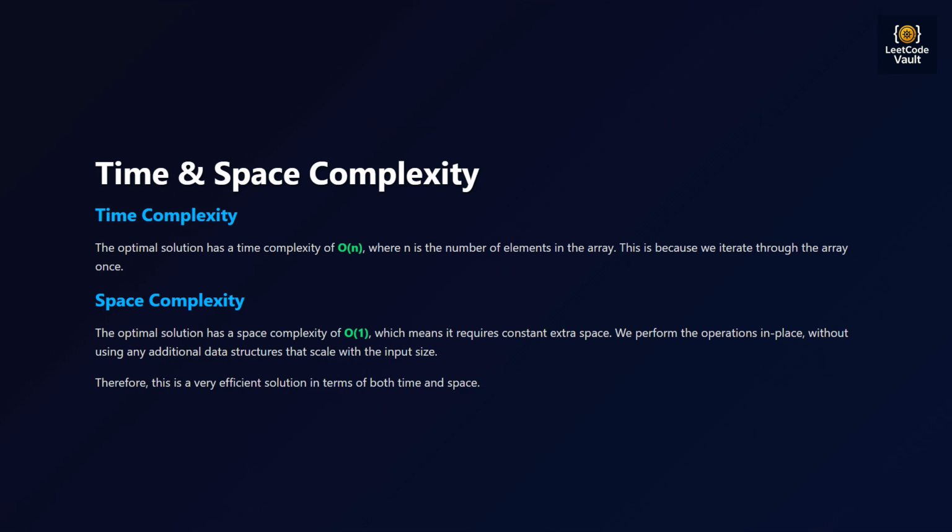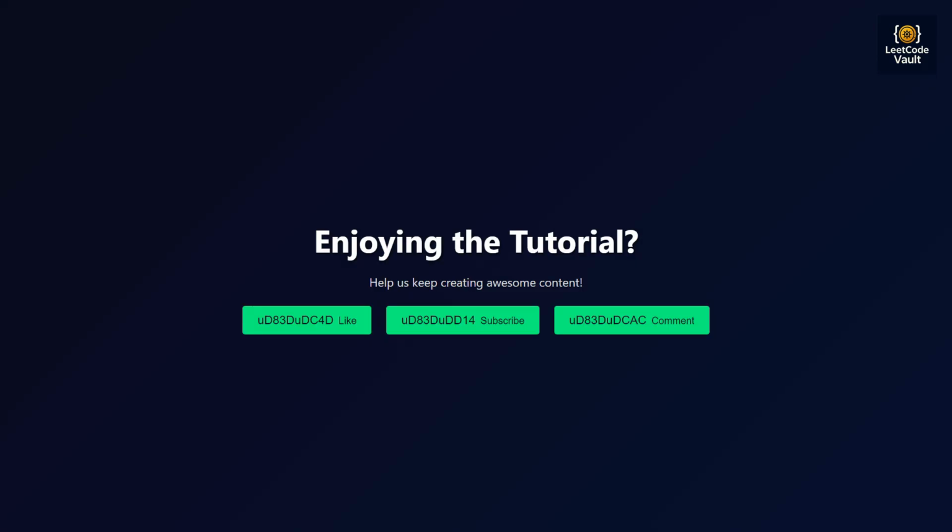Time and space complexity. Analyzing the time complexity, we see that our solution makes only one pass through the array. This makes our time complexity O(n), where n is the length of the array, highly efficient. Regarding space complexity, we're modifying the array in place, so we only use a constant amount of extra space for our pointers. That means our space complexity is O(1). Compared to the brute force approaches that might have O(n squared) time complexity, or even O(n) space complexity, our solution is a significant improvement.